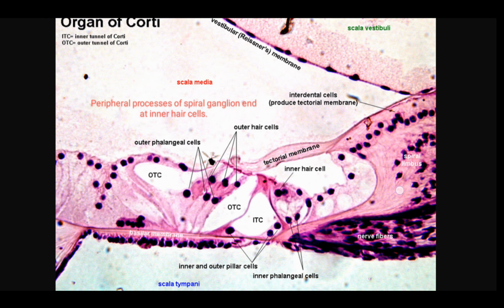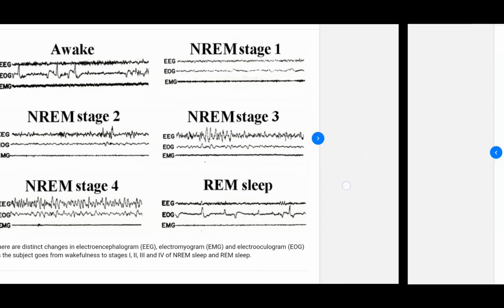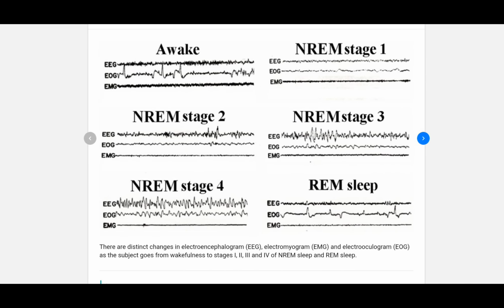So this is about the organ of Corti. Then we have the sleep stages diagram. Awake stage. In the awake stage, we can see the eyes are open, so the electrooculogram shows the markings.